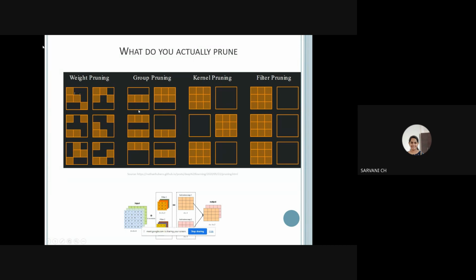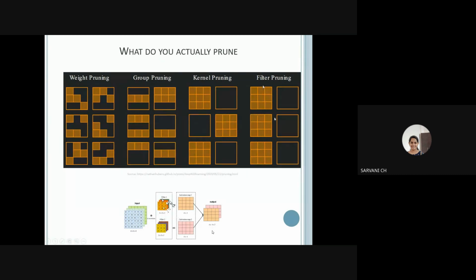Whereas in the others, it is not like we are removing randomly from all the places. We can see in group pruning, in strips, in terms of rows, the filters are being pruned. In kernel pruning, as we have seen here, each filter consists of kernels, and we zero out the kernels. And in filter pruning, this is an architecture here. From this, we remove this entire filter here.